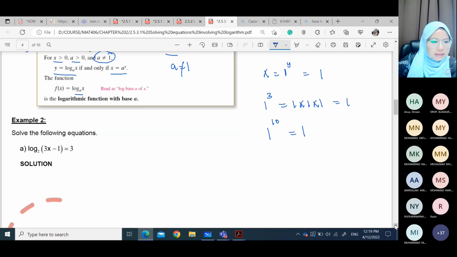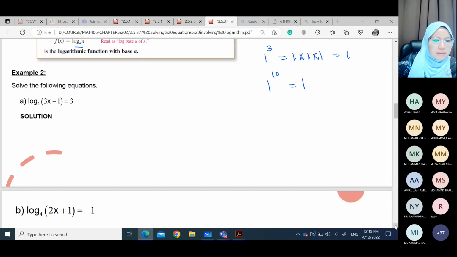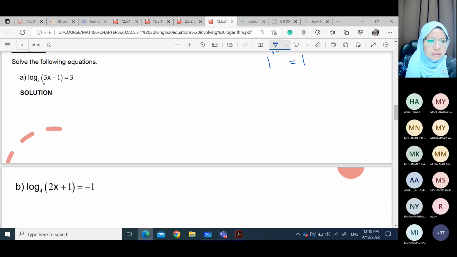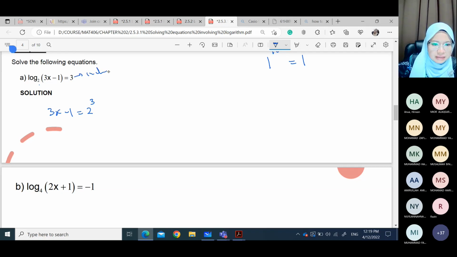Okay, so now look at this example 2. Solve the following equation. So we have log 2 of 3x minus 1 equal to 3. Okay, yang ni kita boleh gunakan index. So 3x minus 1 equal to 2 to the power of 3. So ini adalah base, ini adalah index. Selalu kena ingat, yang ini adalah base, yang ini adalah value. So this one we form it into index.